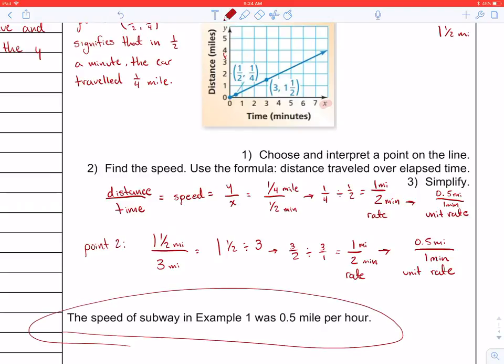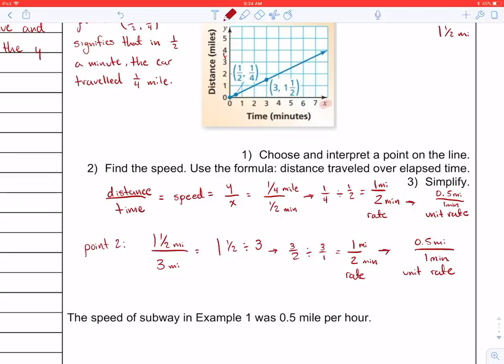And if you look just a little further, we can confirm that we did the calculations correctly, because it does tell us that the speed of the subway in example 1 was half a mile per minute.